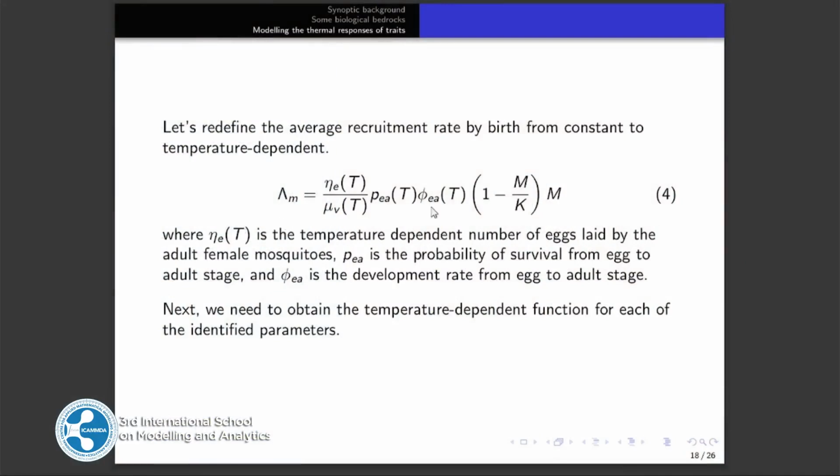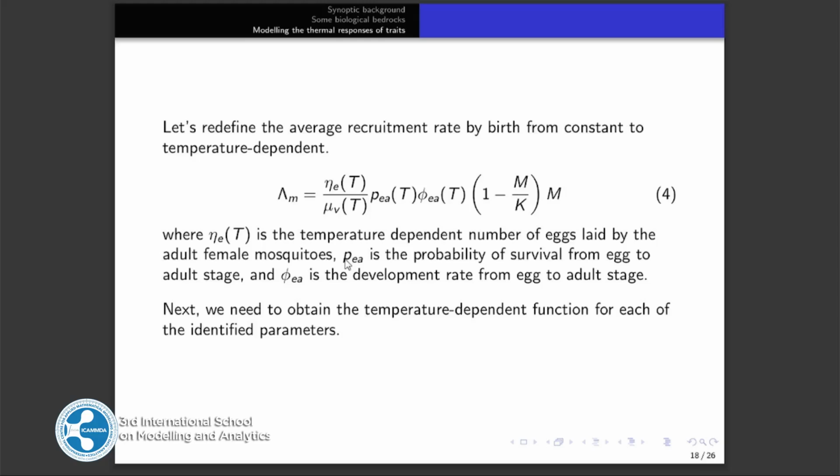So we look at, okay, we can have seasonal variation in this particular part. How do we introduce that instead of making it constant? We have in this place eta E, which represents the temperature-dependent number of eggs laid by the adult female mosquitoes. Then P_EA is the probability of survival from egg to adult stage. You will now see that the probability of survival from egg to adult stage has lumped a lot of things together.